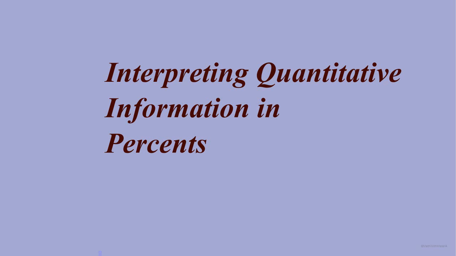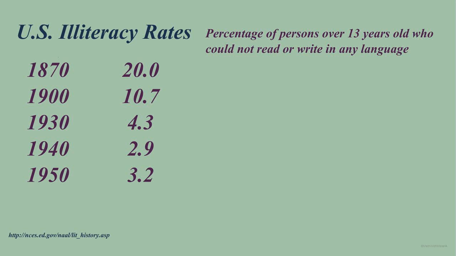In this video, we'll be looking at interpreting quantitative information in percents. For our context, we'll use the U.S. illiteracy rates historically: 1870, 1900, 1930, 1940, and 1950. And these are percentages of people over 13 years old who could not read or write in any language. We'd like to look at different ways that we could compare these rates over time and what would be proper sentences that we could use to represent these comparisons.